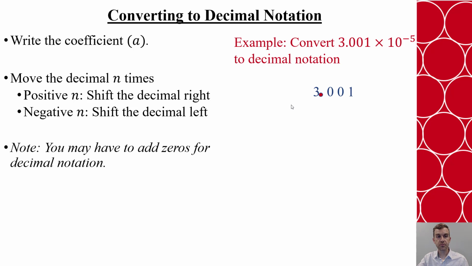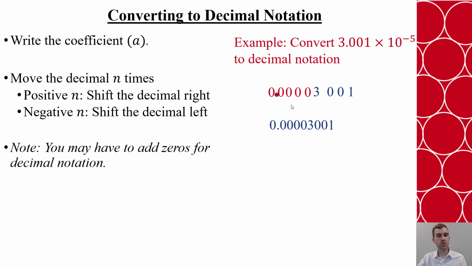I can do the same thing again with small numbers, with negative exponents. So here, I'm going to start with the decimal after the 3. Because it's negative, I'm going to move it to the left. So I move it 1, and I'm going to move it again, 2, 3, 4, 5. And now I have that entire number written out where I've got the 4 zeros and then the 3001.